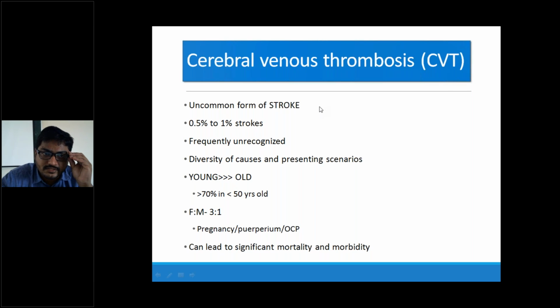So CVT is an uncommon form of stroke. This is not that common, right? So what are the common causes of stroke? We discussed it in the previous session, the basic common causes of stroke. What may be the risk factors for stroke? Please, someone answer. Simple question. What are the risk factors for stroke?